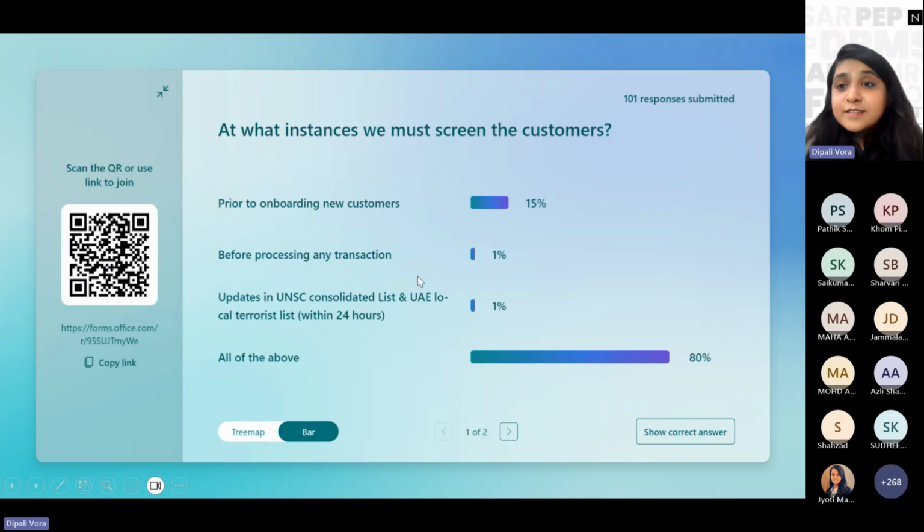Okay, so let me discuss this question with you. At what instances must we screen the customers? Screening is to be done prior to onboarding. Once you onboard me as your customer, you have to screen me. If you are having a transaction with me again, at that point of time also you need to screen me. If there is any update in the UNSC consolidated list or UAE local terrorist list, still you need to screen me. So the correct answer is all of the above.